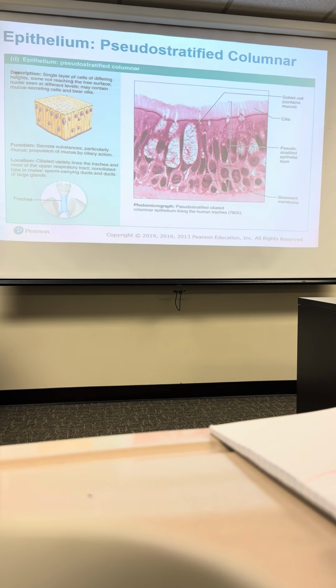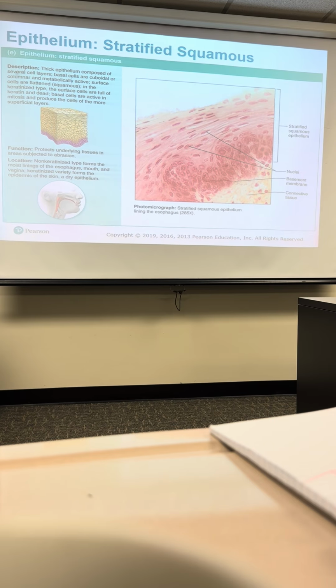However, when you look at the pseudostratified, even though they have one layer of cells, the nuclei do not align. That is why it gives you the appearance of false layers, and that is why this is called the pseudostratified columnar. A lot of the time you are going to find this pseudostratified columnar as the ciliated variety lining the trachea and most of the upper respiratory tract, and non-ciliated types in males, sperm-carrying ducts, and ducts of the large glands. As you can see, they have the cilia on top.